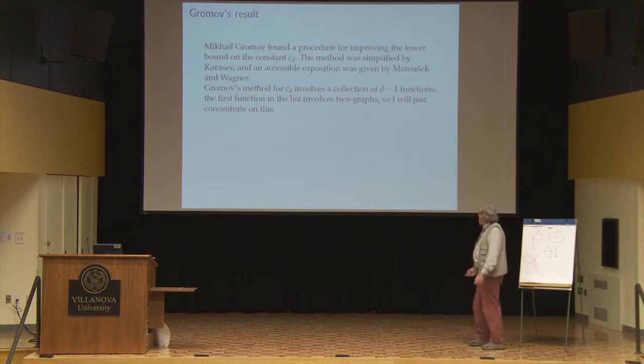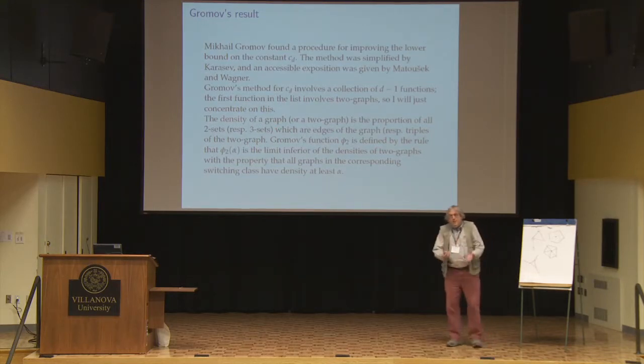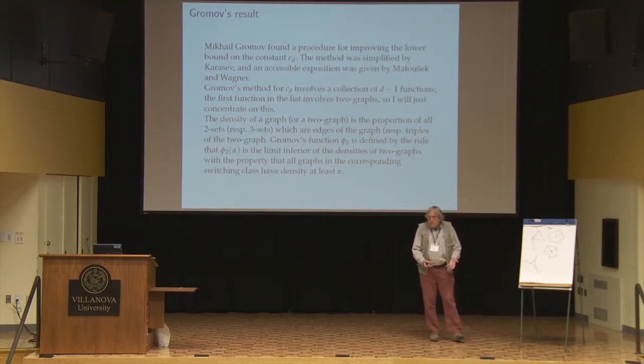So that's an attractive thing to do. And so what is the problem that we have to solve? What is Gromov's phi 2? Well, it's precisely this. I'm going to use the term density. Density is the proportion of all possible things that actually occur there. So the density of a graph is the number of edges of the graph divided by n choose 2.